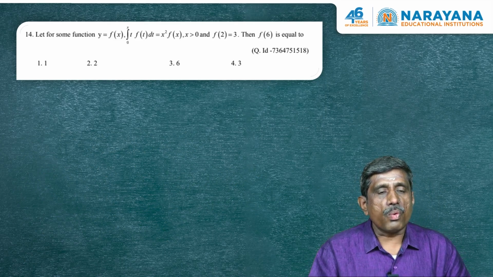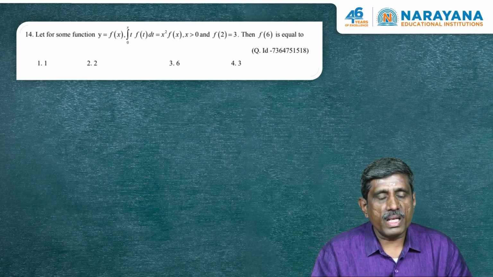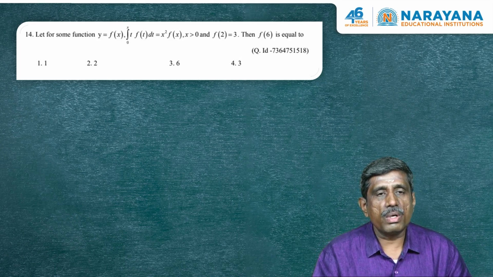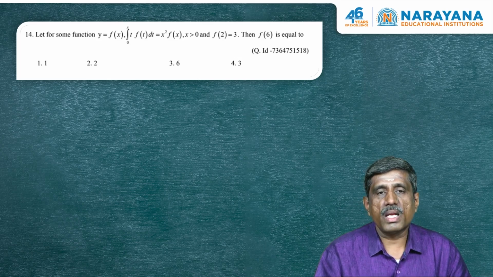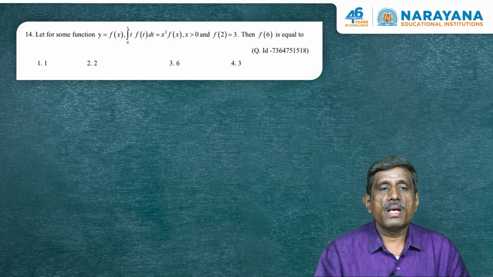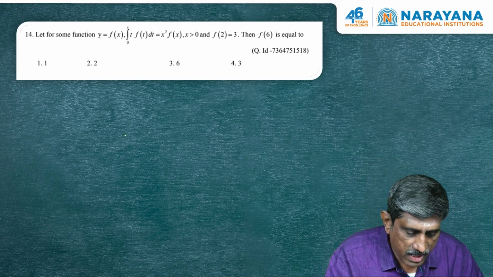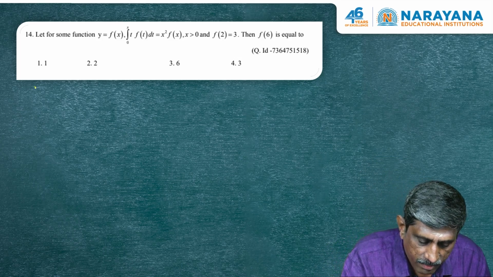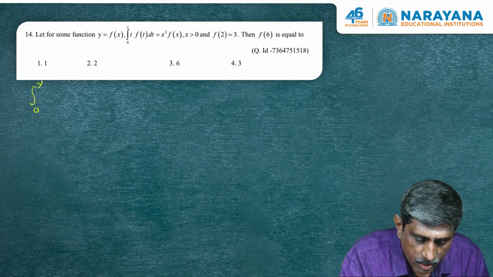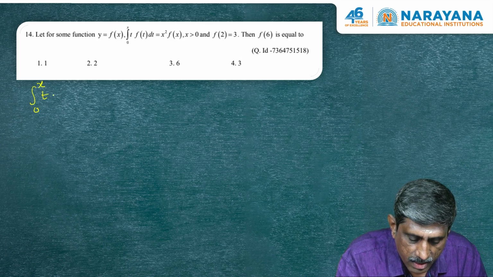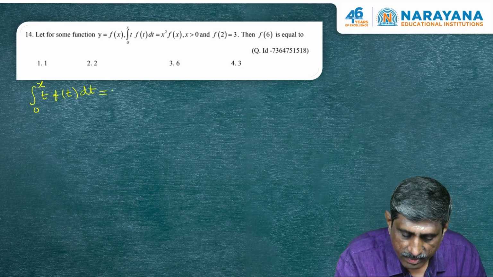Let for some function y equal to f of x, the integral from 0 to x of t into f of t dt is equal to x square into f of x for x greater than 0, and f of 2 is equal to 3. What is the value of f of 6? Let us apply the Newton-Leibniz formula, differentiation of a definite integral. When you directly differentiate the given equation, the integral from 0 to x of t into f of t dt is equal to x square into f of x.